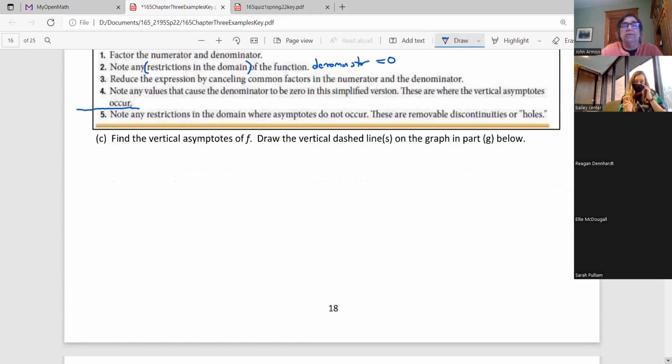Okay, so f had no vertical asymptotes since the domain was all x.